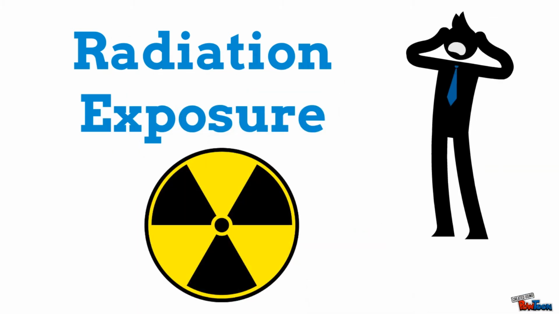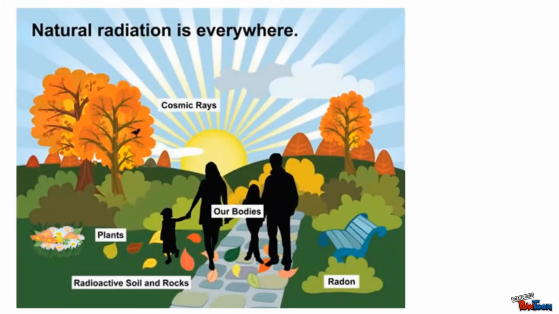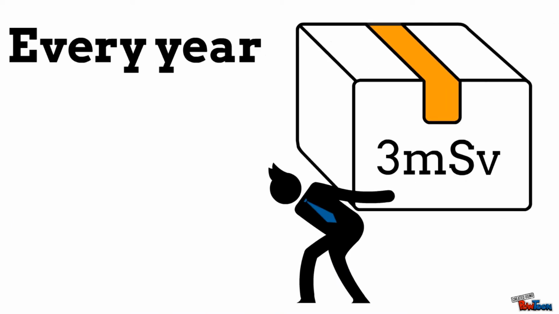Patients receive a dose of radiation when X-rays are taken. In our daily lives, we are exposed to natural radiation from the environment. Natural radiation refers to exposure from naturally occurring radioactive materials, such as radon and radiation from outer space. The average effective dose is about 3 millisieverts per year.